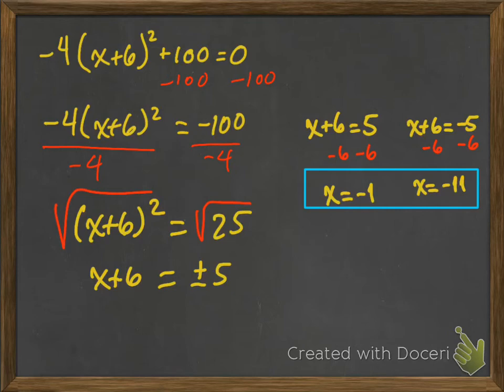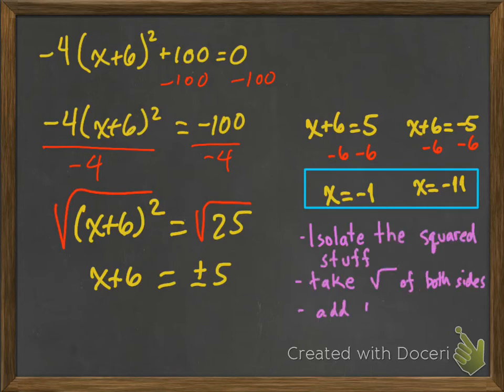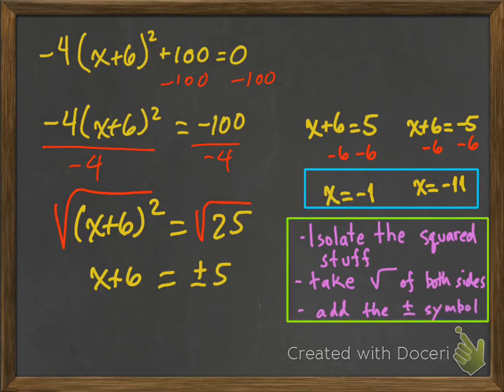This is pretty good. Let's summarize the basic structure of this process of solving for x in vertex form. The first thing you want to do is isolate the squared stuff in the equation. And then you want to take the square root of both sides, and don't forget to throw in the plus minus symbol when you do that. Basically, that's how the flow works.